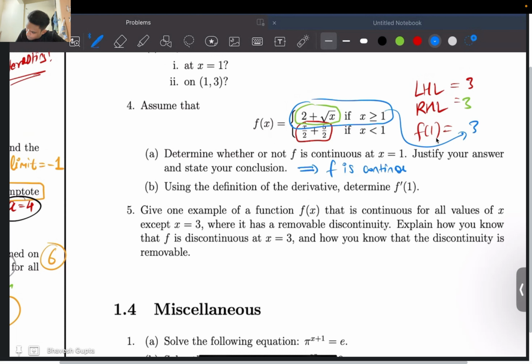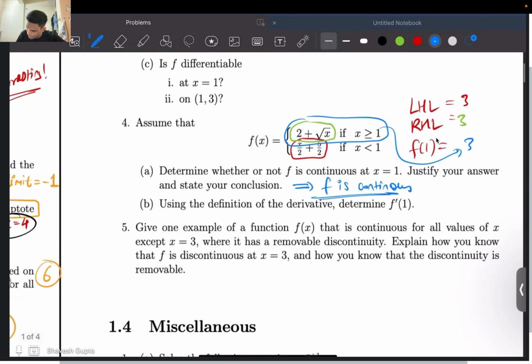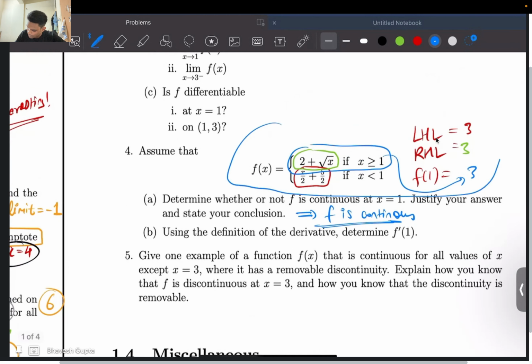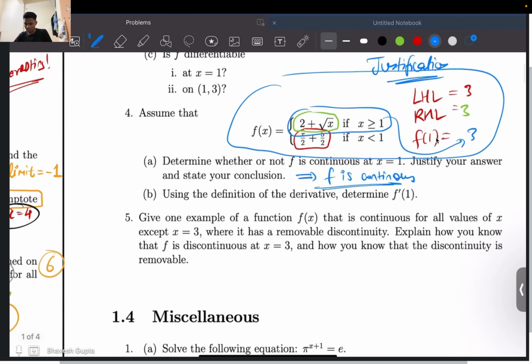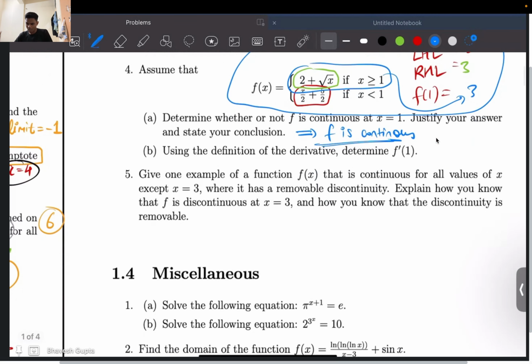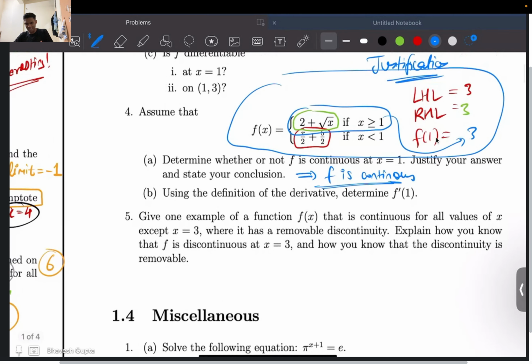Function is continuous. And here is my justification, you can say. Okay, just have used the definitions of continuity. So using the definition, the derivative determine f dash 1.